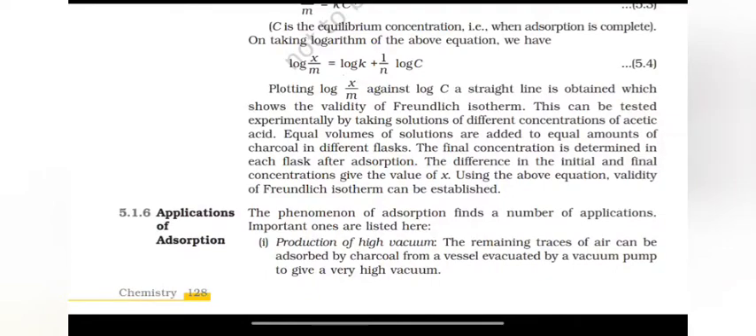It shows validity of Freundlich isotherm. This can be tested experimentally by taking solutions of different concentrations of acetic acid. Equal volumes of solutions are added to equal amounts of charcoal in a flask. The final concentration is determined in each flask after adsorption. The difference in initial and final concentration gives the value of x. Using our equation, validity of Freundlich isotherm can be established.